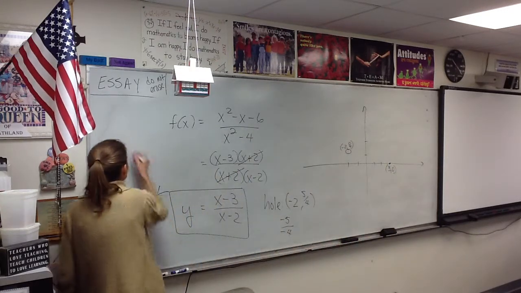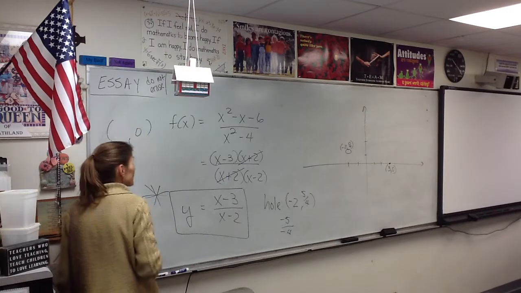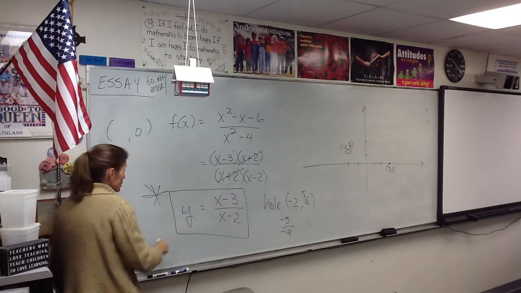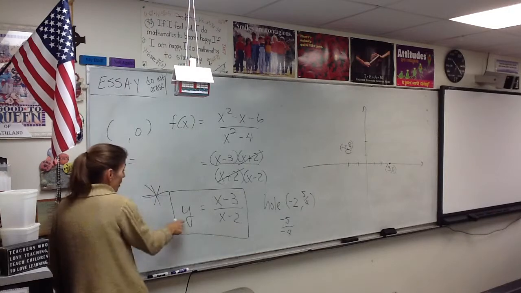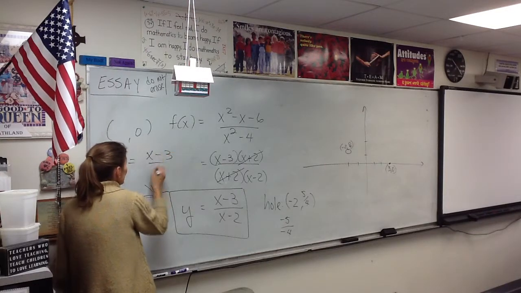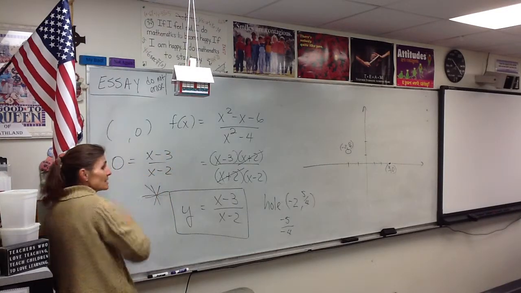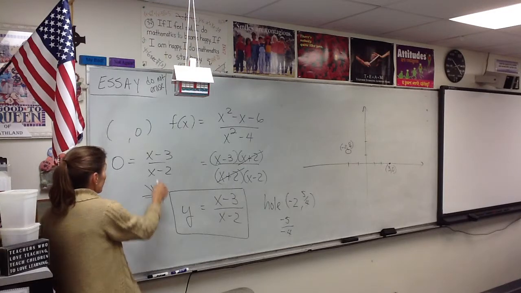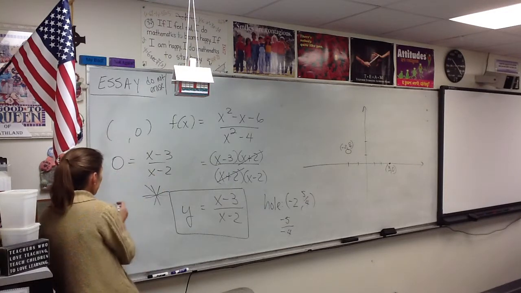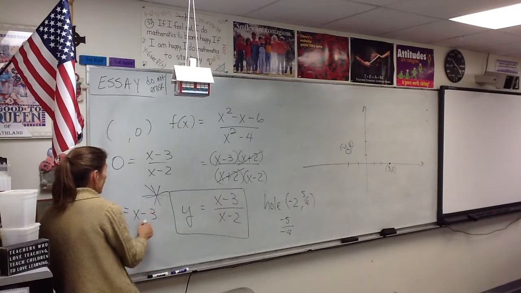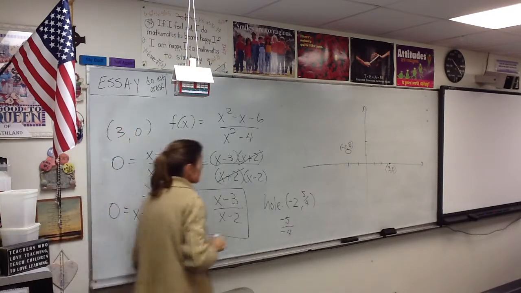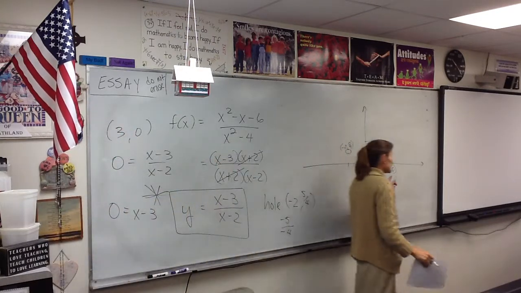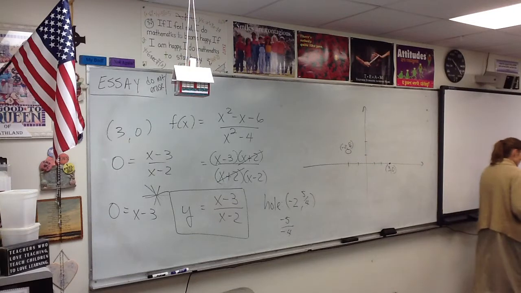He went through how he found it. He said, look, Mrs. Ford, for an x-intercept, I have to let y be 0. So if I let y be 0, I have this little equation to solve. It's a tiny little equation. When I multiply this over to here, it's still 0. So I add 3, and I get my x-intercept is at 3, 0. Very nicely done, Will.